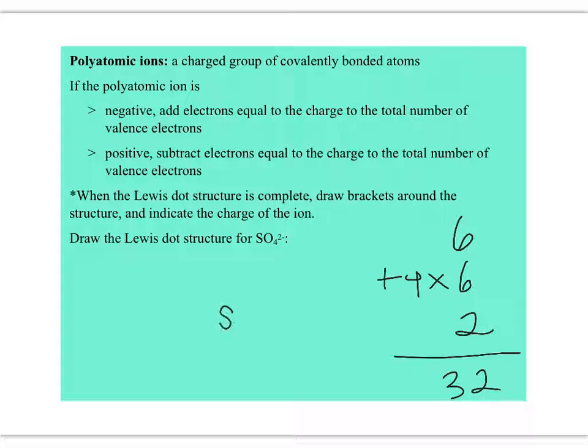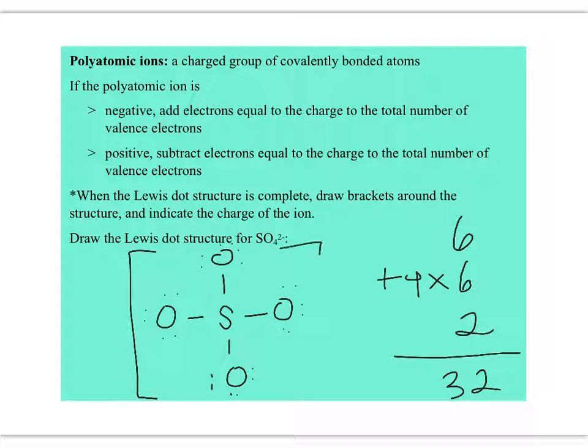Sulfur goes in the center, and we're going to attach the oxygens. I have also given the oxygens their octet, and if you count them all up, we have 32 valence electrons. Draw a bracket around the sulfate polyatomic ion and indicate the charge.